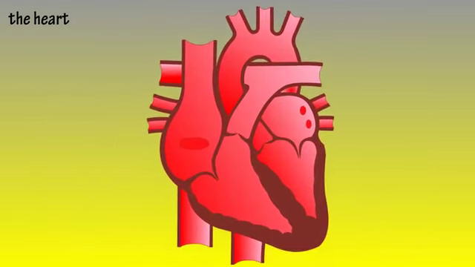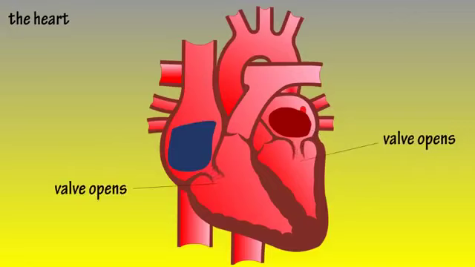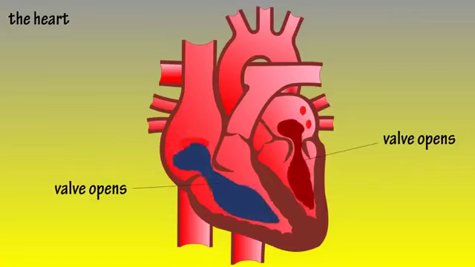So what is going to happen is these upper chambers, which I have listed as number 1 and number 3, are going to fill with blood. Chamber number 1 is going to fill with deoxygenated blood from the body, and chamber 3 is going to fill with oxygenated blood coming from the lungs. As this happens, valves A and D start to open, and blood starts to flow into chambers 2 and 4.